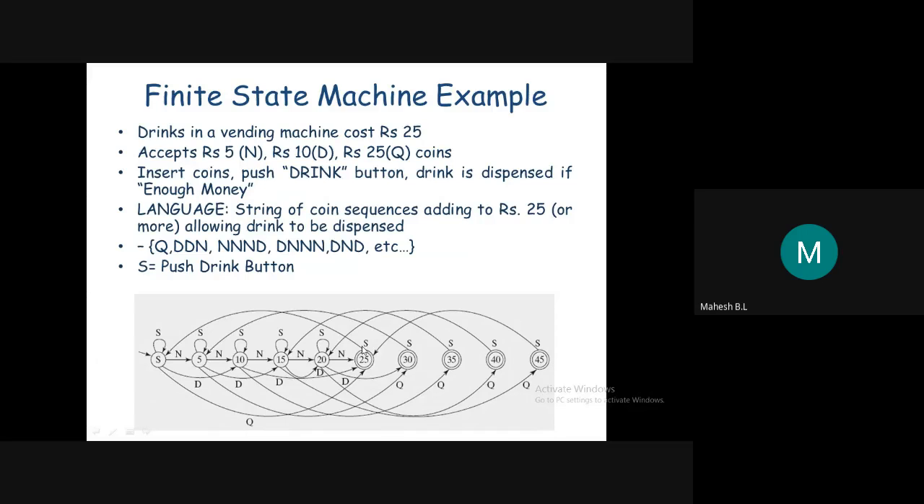Now if you press yes, you'll get the drink, and the amount becomes 0. You go back to the initial state. So when you are in state 25 right now after inserting 5 rupee coins, now if you press yes, yes means the drink button is pressed. What happens? You get the drink, so 25 will become 0. That means the machine is in the initial state now.